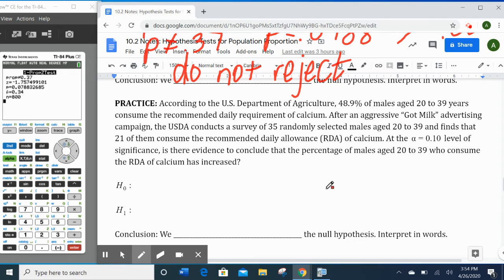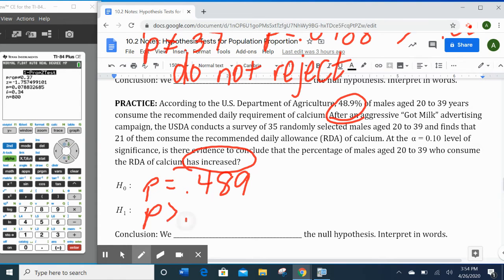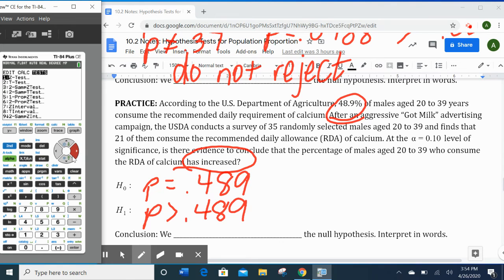Okay, so they say 48.9%, so the null hypothesis is P equals 0.489. And the alternative hypothesis, the percentage has increased, which means P is greater than 0.489. So I'm going to run my numbers. P0 is 0.489. X is 21 of them out of the 35. And I want specifically that it increased. I can do calculate or draw.